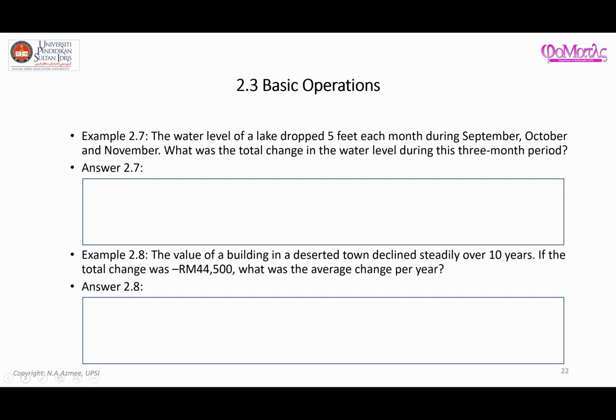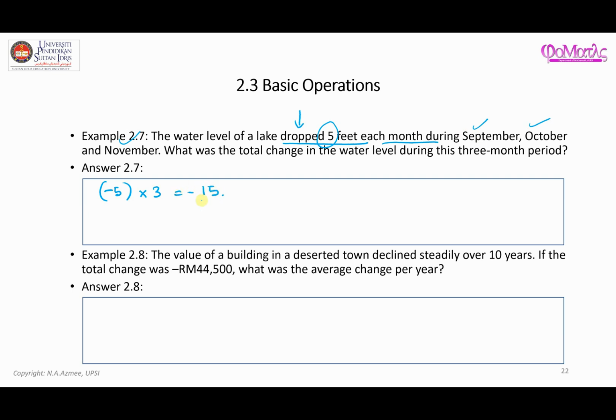Next is the idea of the water level of a lake that dropped 5 feet each month during September, October, and November. When you talk about dropping, you can associate the value with a negative sign. So we have -5 times 3, because it dropped 5 feet for 3 consecutive months. So you can just times 3. This is the multiplication process, and the answer is -15.